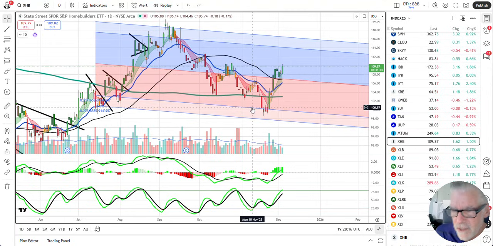I'm not sure that's priced in altogether just yet. But if we get a rally on the Fed next week, you will see a rally in the home builders and the small caps as well.